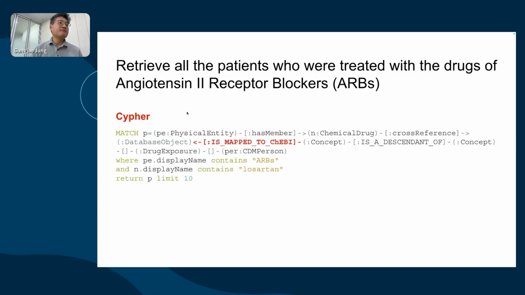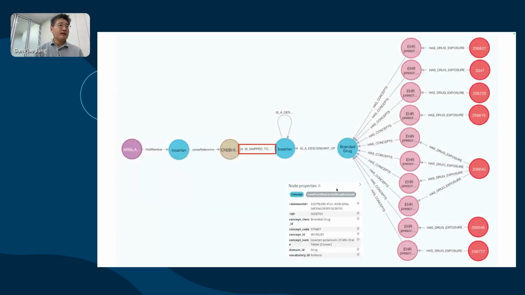This is the Cypher query that can process this, and this is the anchoring node, the physical entity which has the display name of angiotensin receptor blocker. By traversing through the graph and through the mapping edges, we can reach a node on the CDM side, and list the persons who were prescribed this drug, who were medicated with an ARB as a physical entity. And this is the resulting graph.